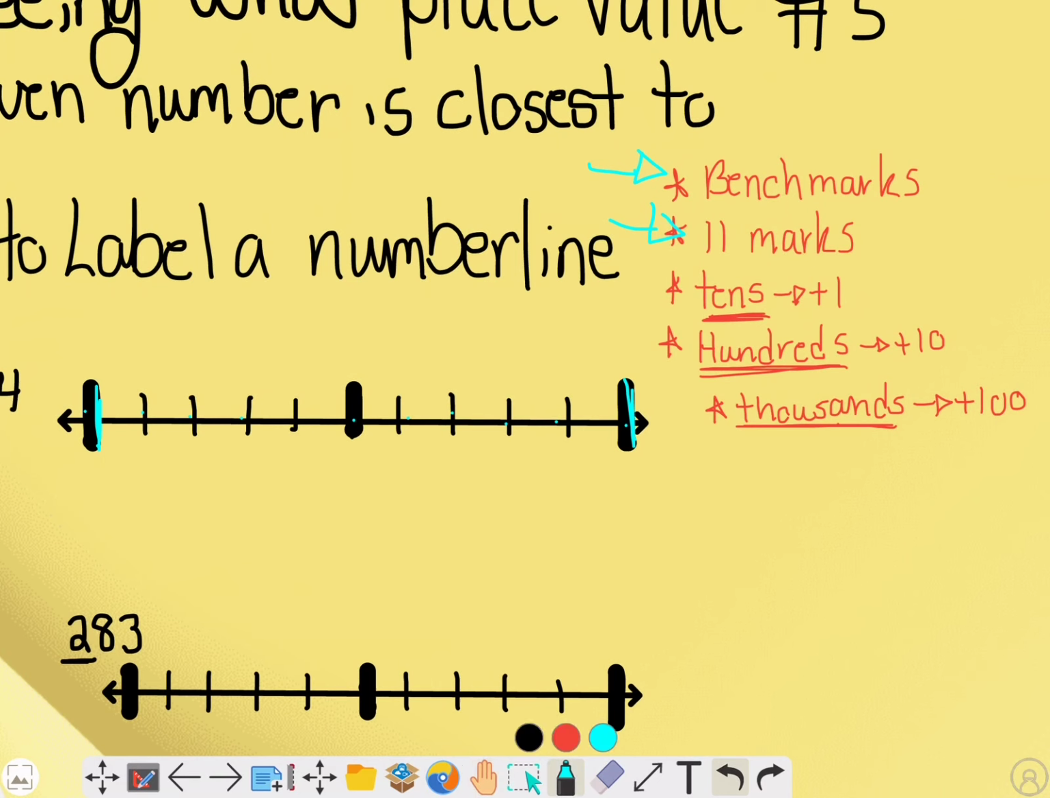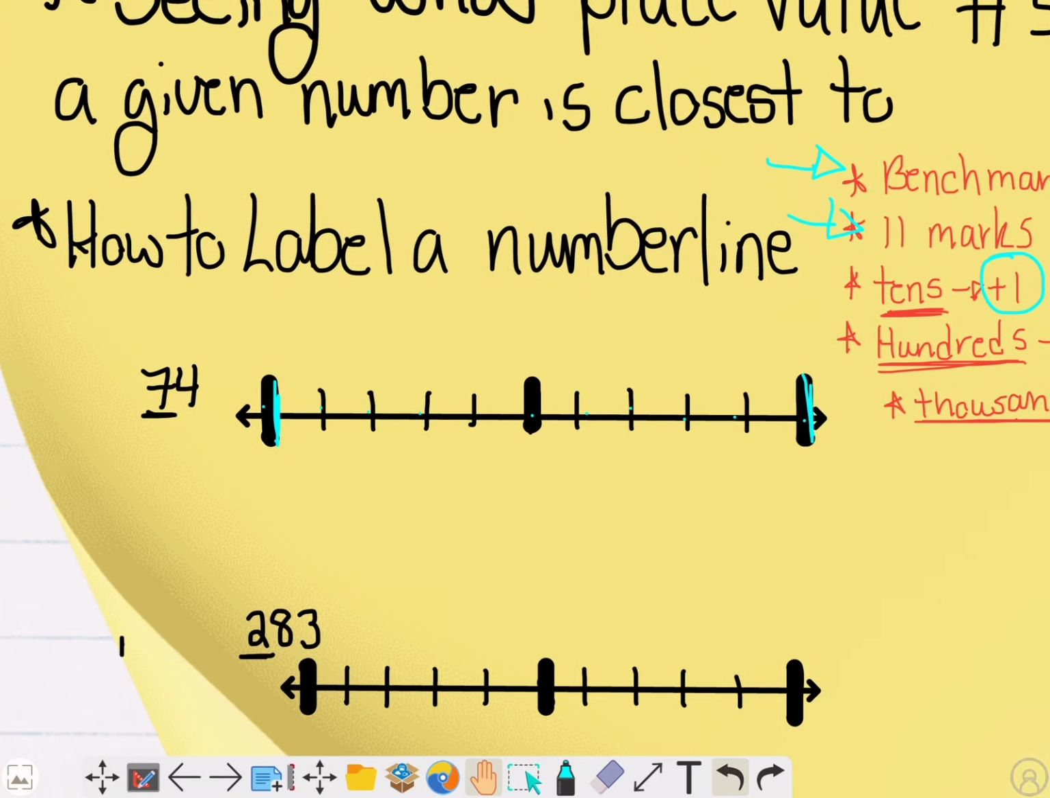So if you're underlining the tens place, meaning you're rounding to the tens, you're going to go up by 1. If you're rounding to the hundreds place, you're going to go up by 10. And we don't have one on here, but if you are rounding to the thousands place, you're going to skip count by 100.